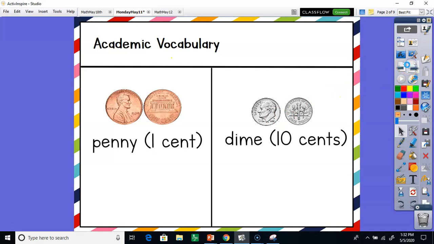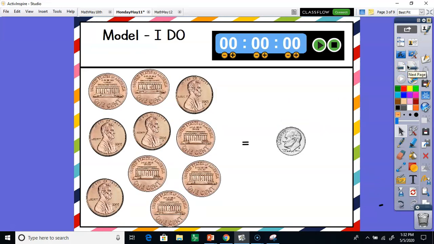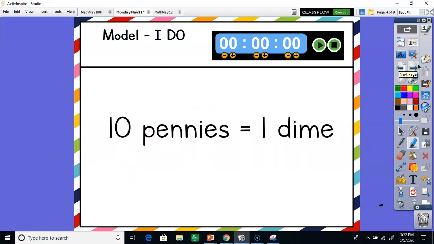The big thing that I want you to focus on today is that 10 pennies, so 1, 2, 3, actually let me cross out as I count, so it's a good strategy for when you have lots of things to count. 1, 2, 3, 4, 5, 6, 7, 8, 9, 10 pennies equal a dime, or 10 pennies has the same value as 1 dime. The big idea to take away today is that 10 pennies is the same as 1 dime. It has the equal value.